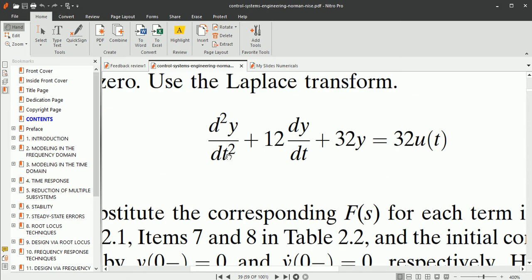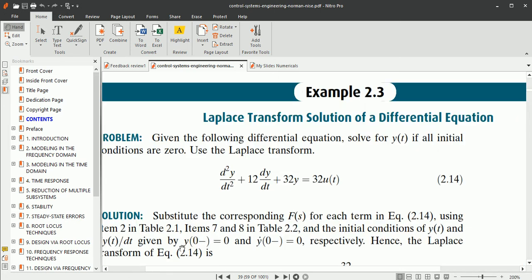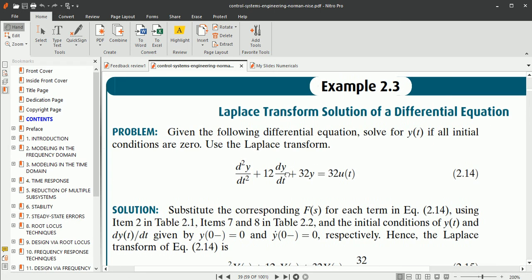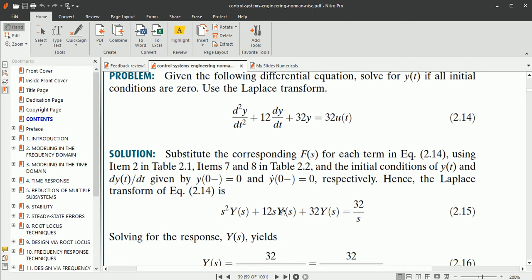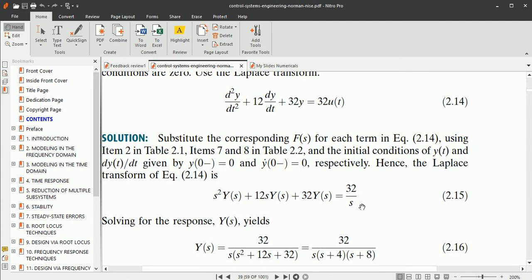Just apply it. Initial conditions are 0, so your life is very much easy. So just take the Laplace transform. The second derivative becomes s square capital Y of s, and 12 into s into capital Y for the first derivative, plus 32 capital Y equal to 32 u of t. The Laplace of u of t is 1 over s, so you get 32 over s.